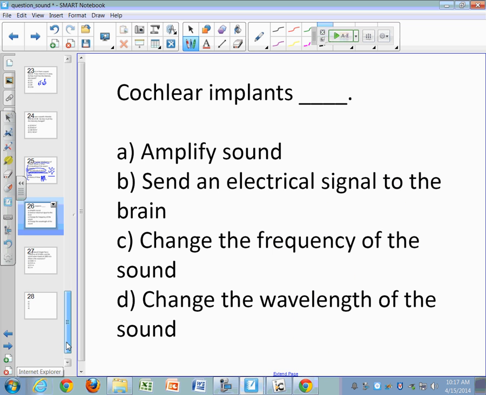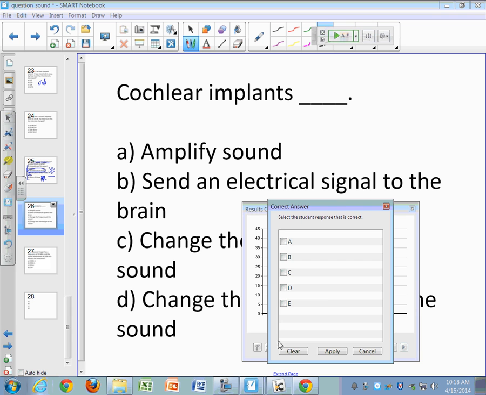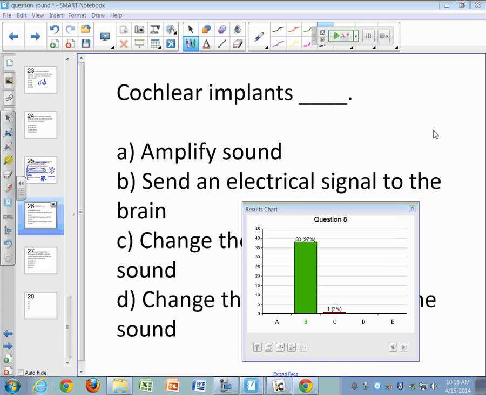Yeah, I think this is just a couple more. Cochlear implants do what? All right, a few more seconds, 25, I'll stop. Very good. That was a cute little girl, wasn't it, with a cochlear implant?